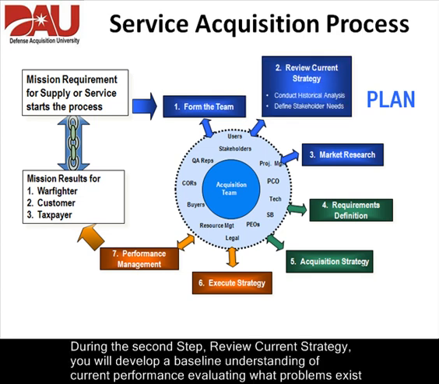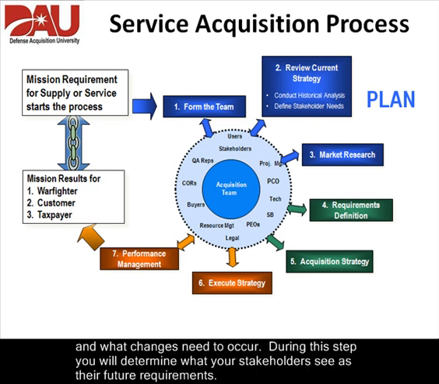During the second step, review current strategy, you will develop a baseline understanding of current performance, evaluating what problems exist and what changes need to occur. During this step, you will determine what your stakeholders see as their future requirements.